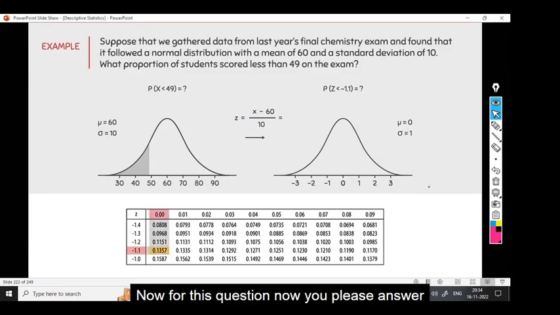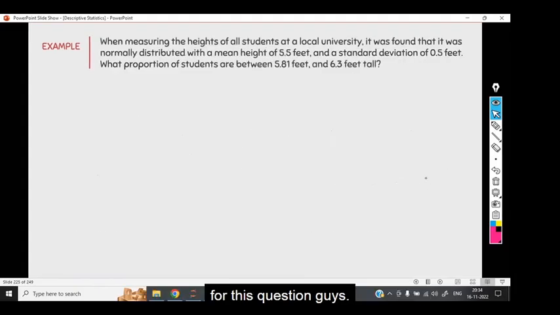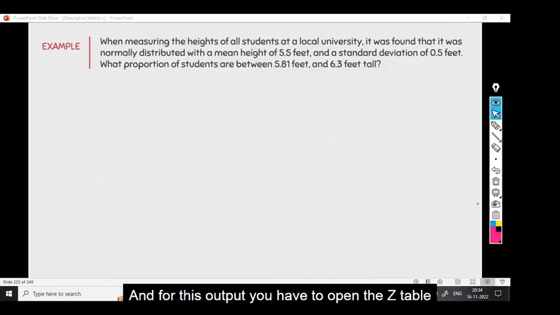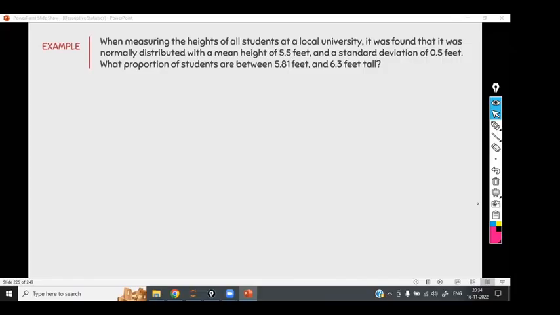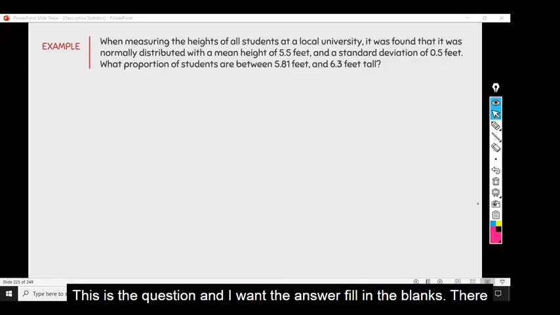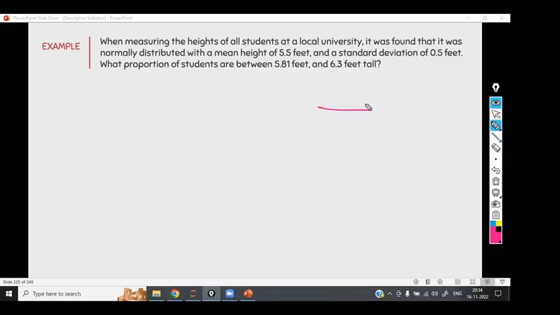Now, for this question, please answer, guys. What is the output of this one? For this output, you have to open the Z table. Open your mobile phones, type Z table in Google, and tell me the final answer. This is the question, and I want the answer. Fill in the blanks. There is no multiple choice.